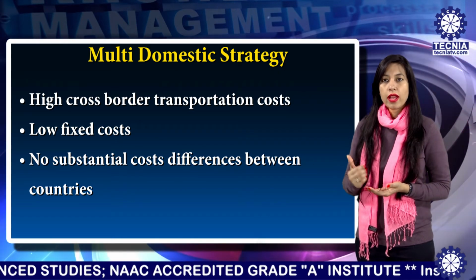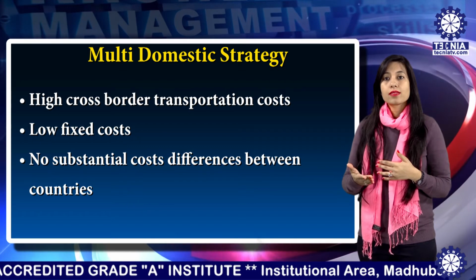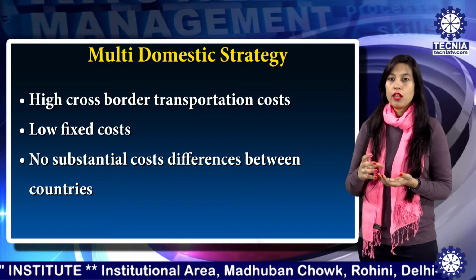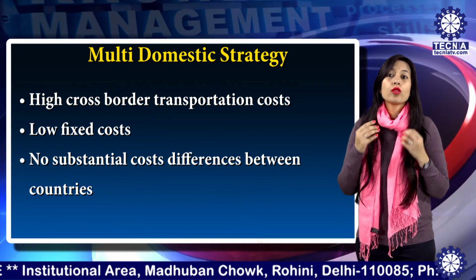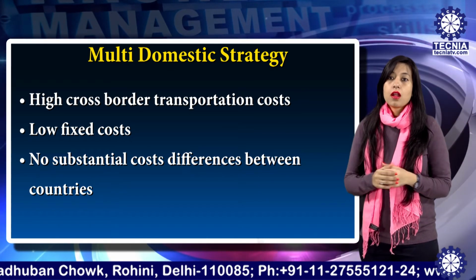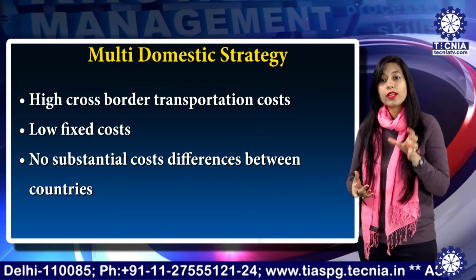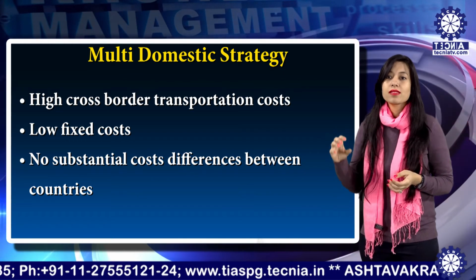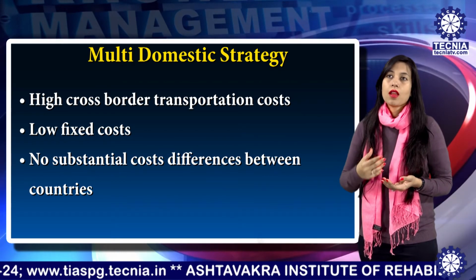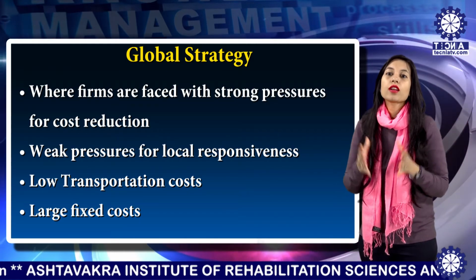A multi-domestic strategy would normally be adopted by companies that exhibit the following traits: companies that have high cross-border transportation cost, companies that bear low fixed cost, and companies wherein no substantial cost difference happens between the two countries. For example, rather than trying to force all of its American-made shows on viewers around the globe, MTV customizes the programming that is shown on its channel within dozens of countries it operates in, maybe New Zealand, maybe India, or maybe Pakistan.